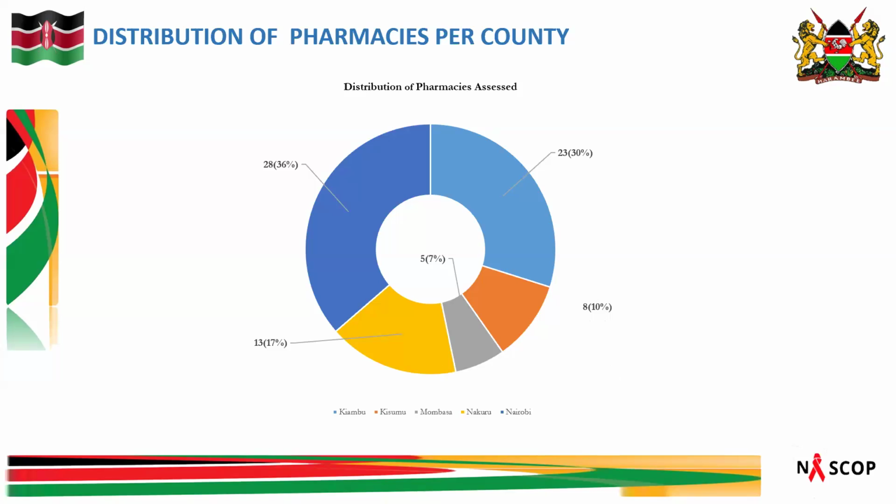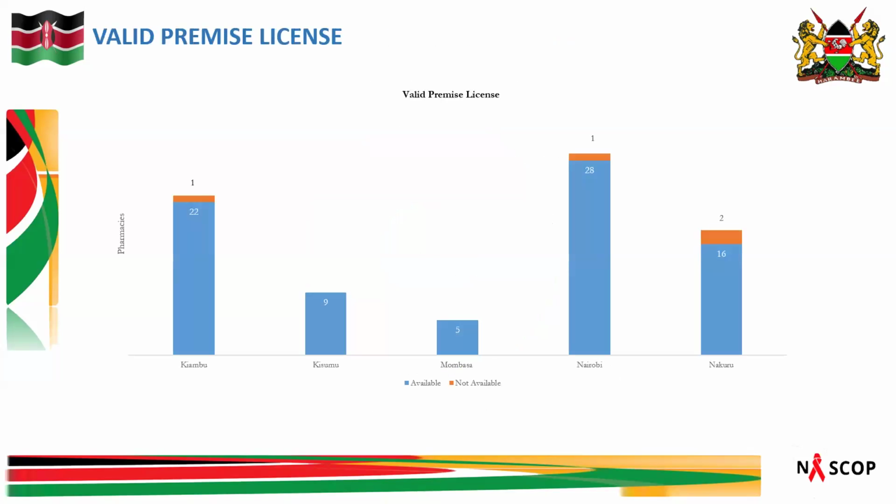On the issue of regulatory requirement, I've been able to just pick one of the requirements which we assessed, and that was the validity of the premise license. And as you can see, blue indicates the premises which had licenses, and the orange is indicating the premises where we visited and we couldn't find a valid premise license. Kiambu, we had 1 pharmacy. Kisumu, Mombasa, all the pharmacies had valid premises license. Nairobi had 1 pharmacy without a premise license, and Nakuru 2.